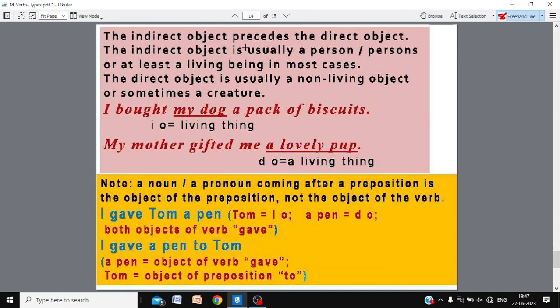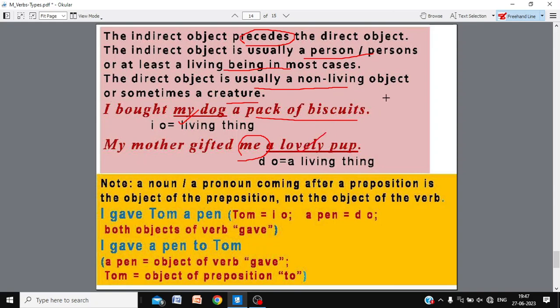The indirect object precedes, means comes before, the direct object. First indirect object, then direct object. The indirect object is usually a person or persons, or at least a living being in most cases. The direct object is usually a non-living object or sometimes a creature. I bought my dog a pack of biscuits. Here, the indirect object is a living thing and a pack of biscuits, the direct object, is a non-living thing. My mother gifted me a lovely pup. Here both are living, but me is a human being, and pup is an animal.